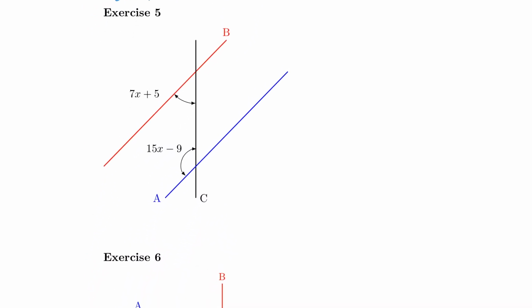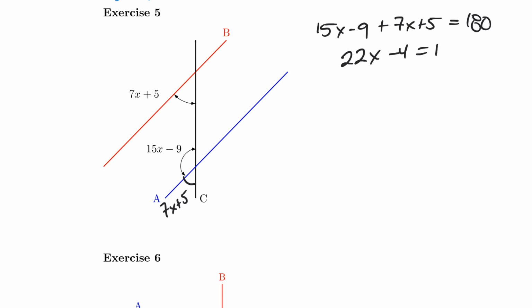So let's move on to exercise 5. We have again two intersecting lines. I'm going to move on a little bit faster since we are getting it more and more. Okay, so if we have this angle, we can say that this angle is the same as this one, right? So we can say that this angle is also 7x plus 5. And we know that this and these are supplementary angles, which means that the sum of them is equal to 180 degrees. So we could say that 15x minus 9 plus 7x plus 5 is equal to 180 degrees. So that ends up being 22x minus 4 is equal to 180 degrees.